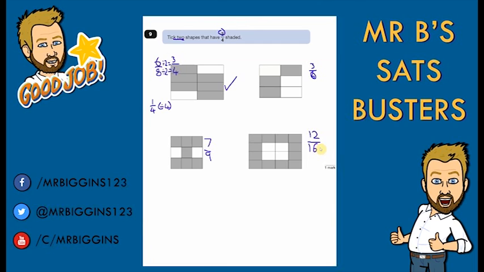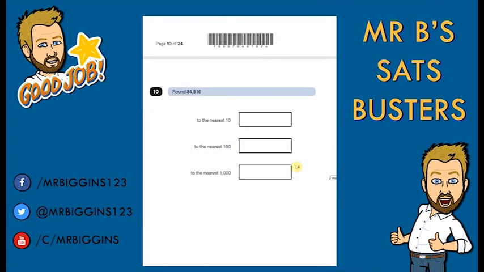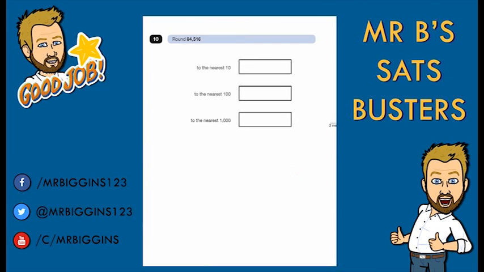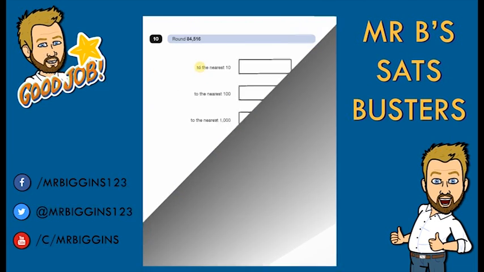Now that we have 12 out of 16, we ask what can we divide this by to make it into quarters. So I know that I can divide that by 4, and I will get quarters, 16 divided by 4. And if I do that to the bottom, I have to do the same to the top to make sure it's equivalent. And that would be 3 quarters, which is what we're looking for, which is great.